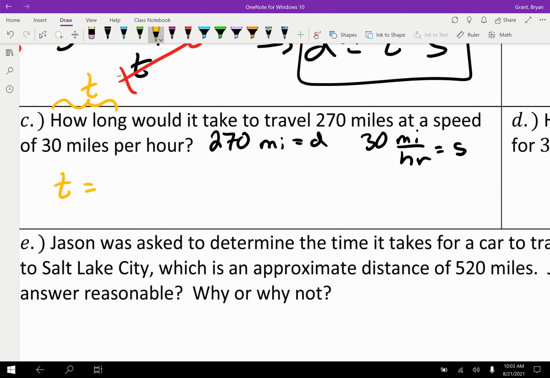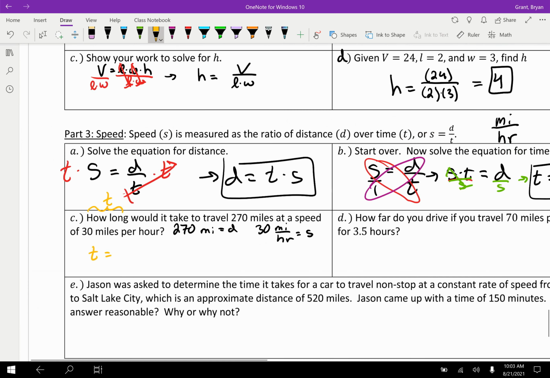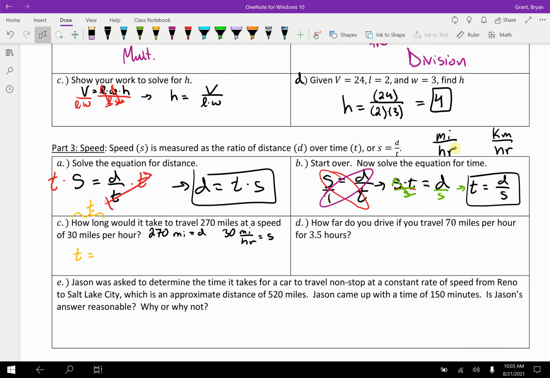So I want to know what the time equals. Do I have any equations that tell me time equals? This is speed, this is distance. Oh, time equals distance divided by speed. Okay, let's go ahead and do that.